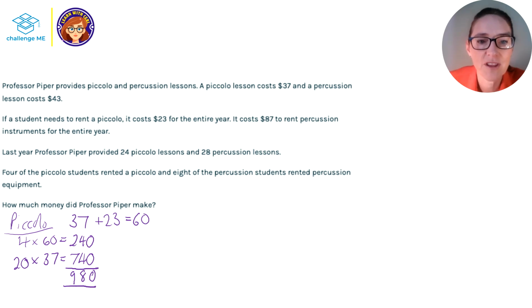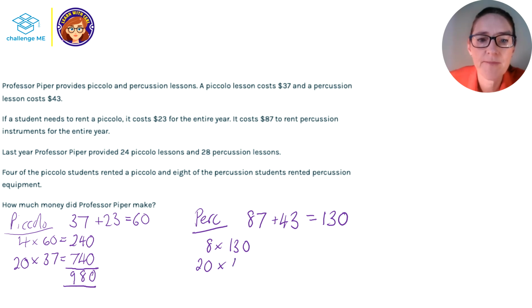And let's go for the same with the percussion. So the rental plus a lesson, there you go, there's your nice 7 and 3 again, 43 and 87. So the 80 and 40, 120, 7 and 3 is an extra 10. We're trying to do those things in our heads because obviously you're against the clock in your quest. There were 8 students who rented, so we've got 8 lots of 130 and there were 28 lessons altogether. So the other 20 lessons are standard lesson rate, which is 43. Those numbers are a bit easier to work with.